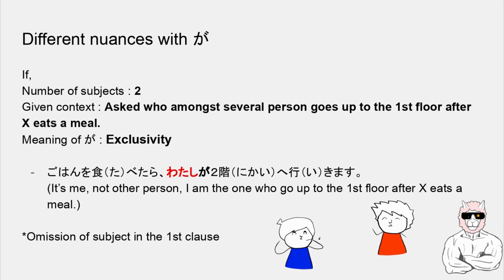And the same sentence with the invisible second subject. If the number of the subject is 2 and the given context is like I was asked who will go up to the first floor after X ate a meal, and the meaning of ga is exclusivity. The sentence ご飯を食べたら私が2階へ行きます has the nuance like it's me and not others. I am the one who will go up to the first floor after X ate a meal.